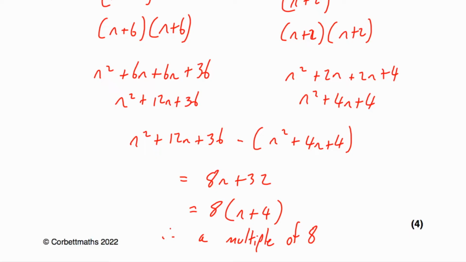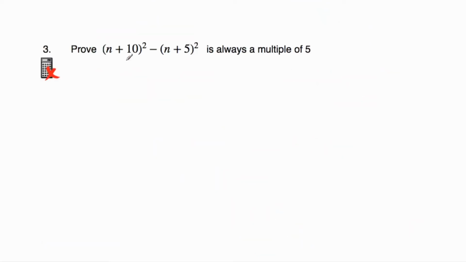Okay, let's have a look at our next question. Question number 3. So question number 3 says, prove (n plus 10) squared take away (n plus 5) squared is always a multiple of 5. So let's expand our brackets. So we've got n plus 10 multiplied by n plus 10. So let's expand those and see what we get.